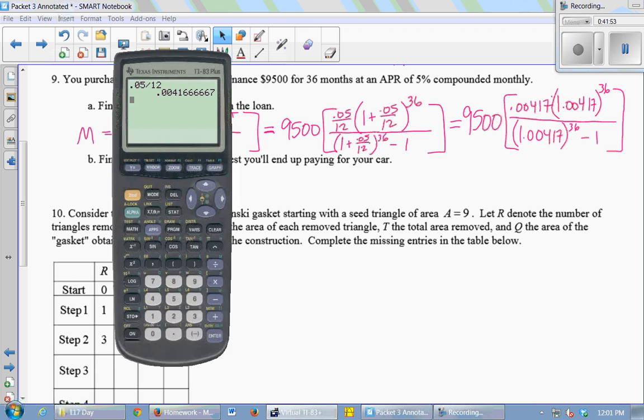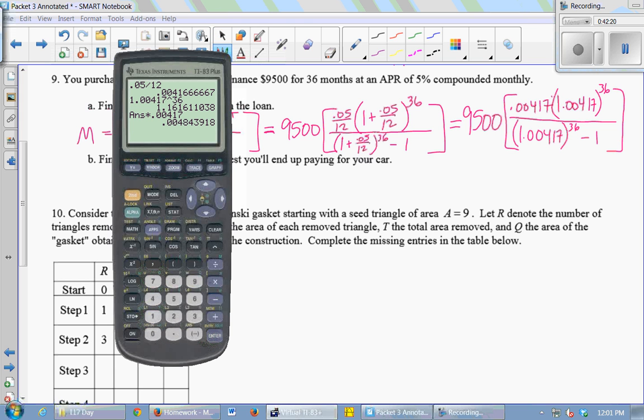Okay, so now working within the big square brackets, I should follow the order of operations. Do the top and the bottom separately and then divide. Working on the top of that fraction, I should do the exponent first. So I have 1.00417 raised to the 36. Then I multiply that by 0.00417. I get 0.00484.